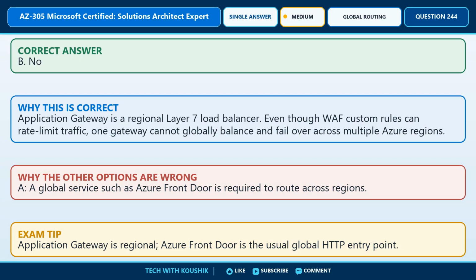The correct answer is option B, no. Here is the technical justification. Application Gateway is a regional Layer 7 load balancer. Even though WAF custom rules can rate limit traffic, one gateway cannot globally balance and fail over across multiple Azure regions. The remaining options are incorrect because A, a global service such as Azure Front Door is required to route across regions. Remember this distinction for the exam. Application Gateway is regional. Azure Front Door is the usual global HTTP entry point.